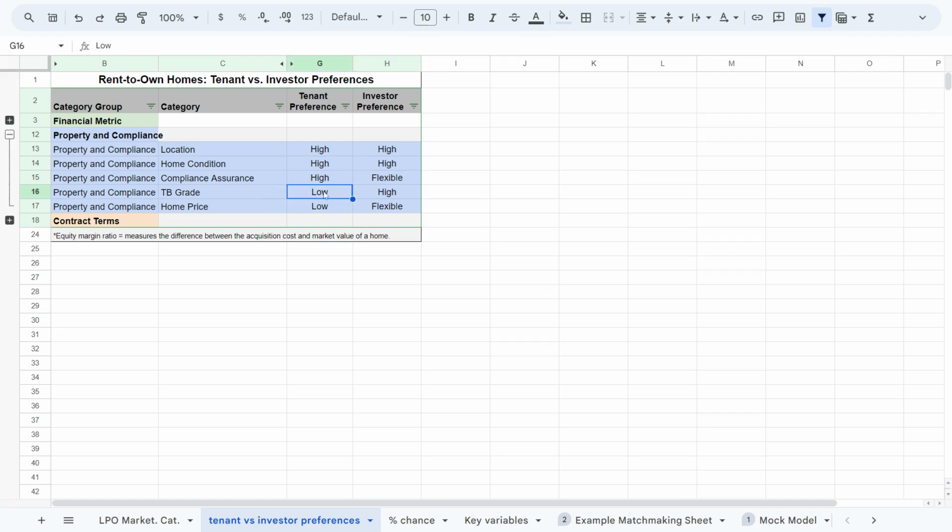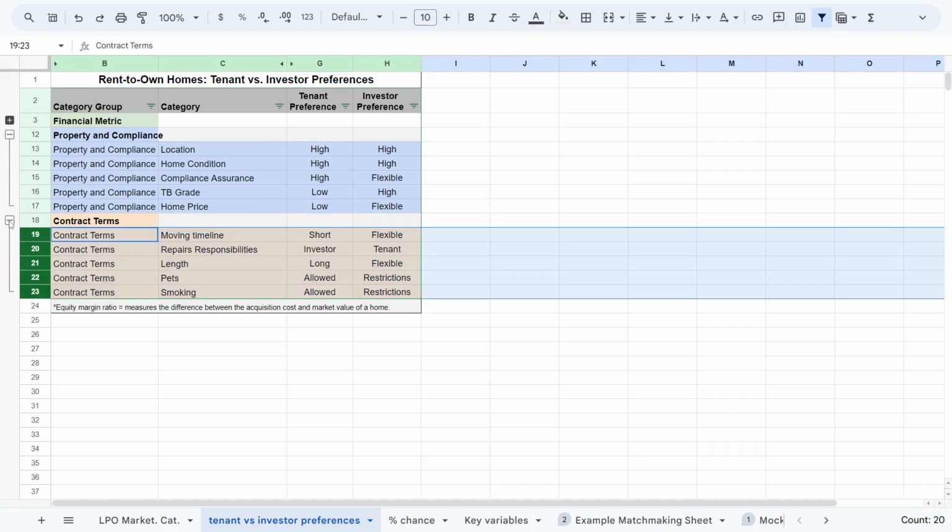Tenants want to be able to get into a home with any credit score. Investors are looking for higher tenant buyer credit scores or just overall borrower grade. Tenants are hoping for maybe starter homes, nicer homes. So they're kind of going anywhere from low to high, whereas the investor is looking for kind of flexible.